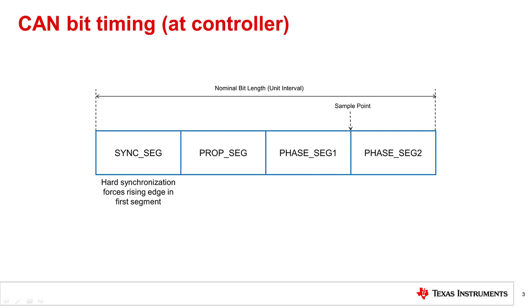The second segment, the propagation time segment, is designed to compensate for the physical delay times of the network. The third and fourth segments, both phase buffer segments, are used for resynchronization. The bit value is sampled by the receiver immediately following phase segment 1.